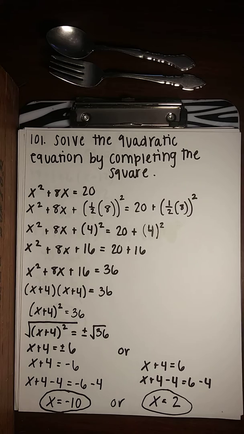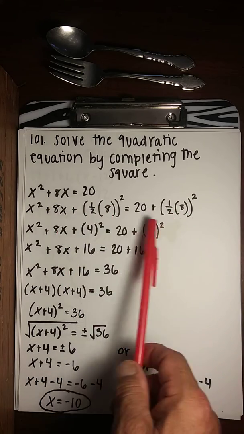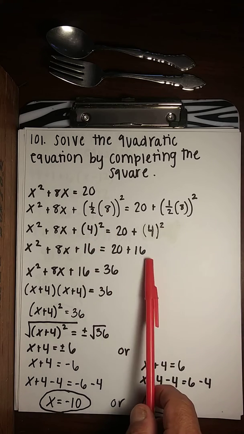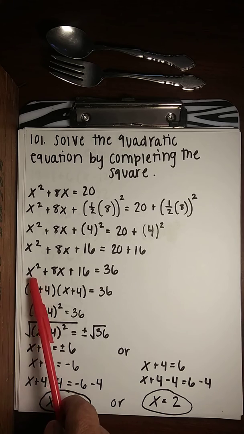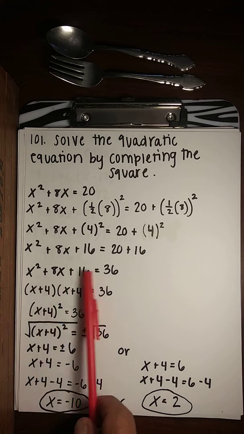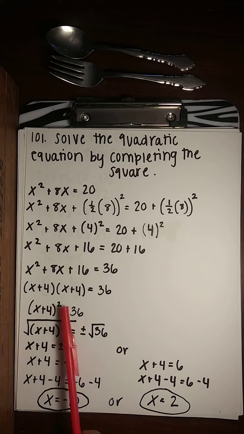Solve the quadratic by completing the square. Half the number squared, add half the number squared to both sides. Half of this is going to be 4. 4 times 4 is 16, 4 times 4 is 16. Now, this right here is x squared plus 8x plus that. This is 36. This is x plus 4. X plus 4 squared gives us this: x squared, 4x, 4x, 8x, 16. So now, x plus 4 squared is this.